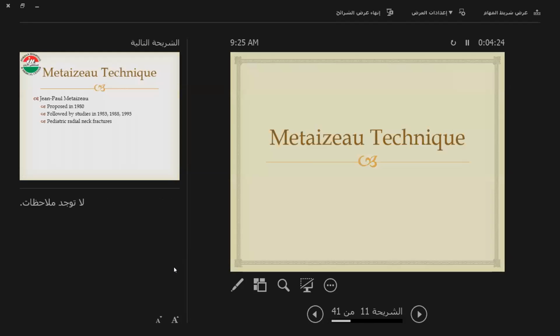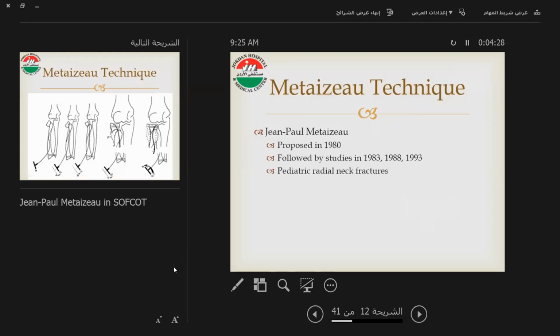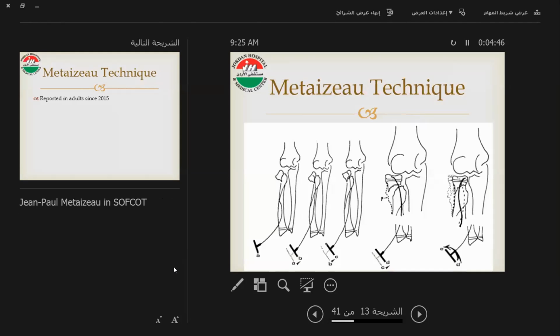Now, Jean-Paul Métaizeau, a French surgeon, proposed in the 1980s, to be specific, his technique for treatment of radial neck fractures in the pediatric age group, followed by multiple studies he presented himself in 1983, 88, and 93. It was first described for treating pediatrics only, and included advancement of a retrograde K-wire through a distal radial opening until reaching the fracture site around the radial neck, impacting the K-wire in the fractured piece proximally, then rotating it 180 degrees to maintain the reduction.